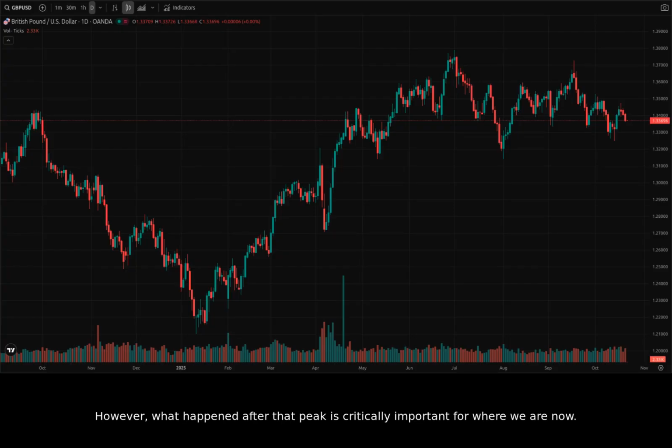However, what happened after that peak is critically important for where we are now. We saw a very sharp and aggressive reversal. Let's zoom in on that key reversal period from the beginning of September to mid-October. As you can see, after hitting that high above 1.37, sellers took complete control. We saw a series of large bearish candles, indicating a powerful shift in market sentiment from bullish to bearish.